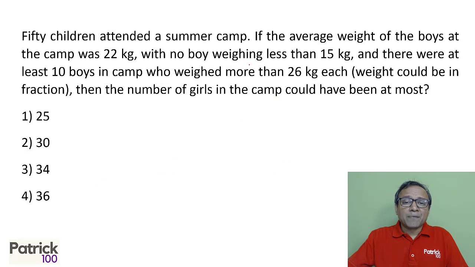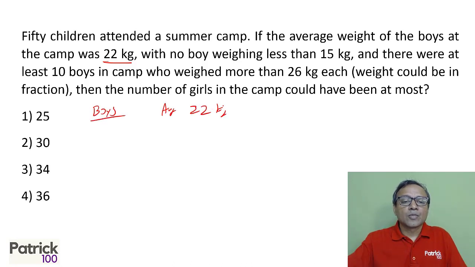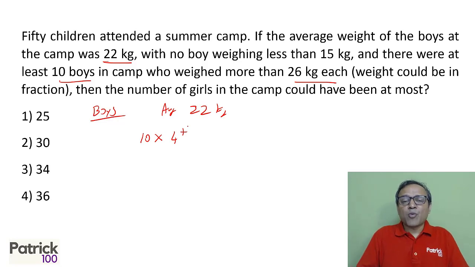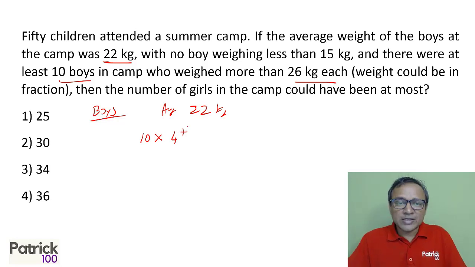50 children attended a summer camp. The average weight of the boys in the camp is 22 kgs and no boy weighs less than 15 kgs. Remember, around the average, the total is 0. We are looking at boys now. So the average is 22. 10 boys in the camp weighed more than 26. Weight could be a fraction. It means, let's say, slightly more than 4 above the average. So there should be 10 boys, and their weight could be 26.1, 26.01, etc.